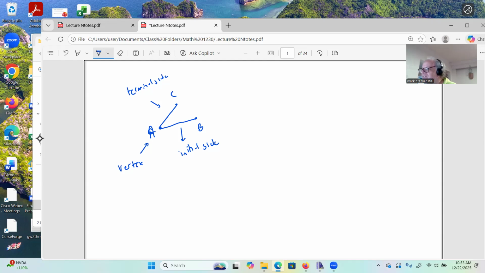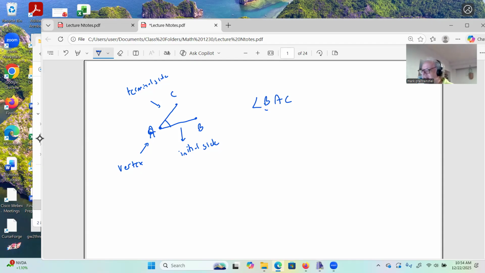And the way we're going to reference this angle is we're going to say angle BAC. We start from an initial side. The vertex is always the one in the middle, and then C, the terminal side, is generally your last letter here. So that's how we reference this angle. Okay, so that's kind of what we do. We usually give it a name. Okay, we usually put a little arc here to say it's an angle.